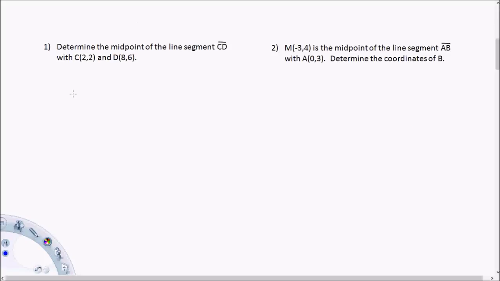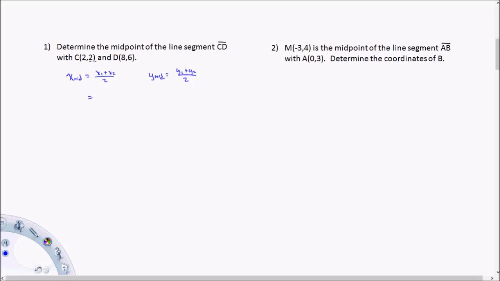So question 1 says, determine the midpoint of the line segment CD, with C and D at these particular locations. So let's first start by writing out the formulas for the midpoint coordinates. So the x midpoint can be found by adding x1 plus x2 over 2. Similarly, the y midpoint formula is y1 plus y2 over 2. So let's sub in these data points. And remember, if these data points happen to be negative, we would sub them in with brackets around those numbers.